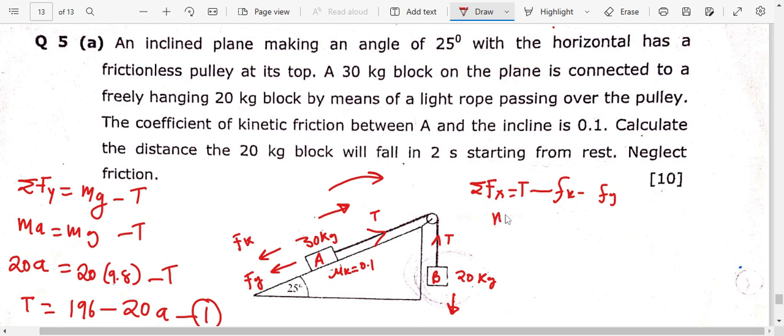Net force, we know that is mass multiplied by the acceleration. And then we have tension minus Fk, we know that that is mu k mg cos theta on an incline, right? There's a question.